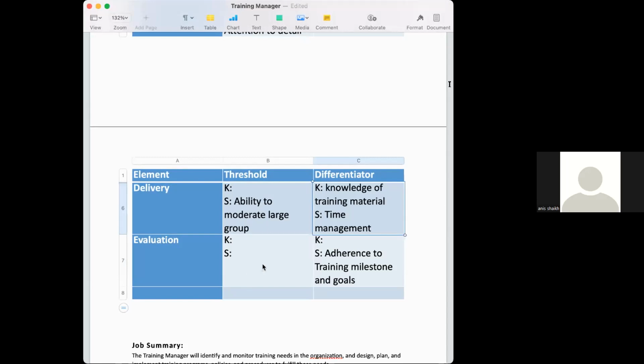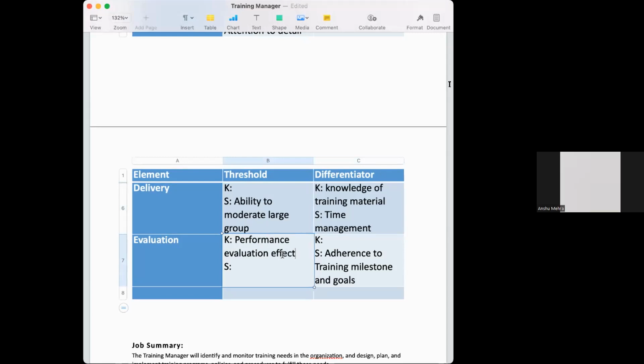Conducts performance evaluation. हाँ, ये डालना चाहिए. Evaluation में डाल दीजिए. Conduct performance evaluation that are timely and constructive. So conduct constructive performance evaluation. वो threshold में आ सकता है.